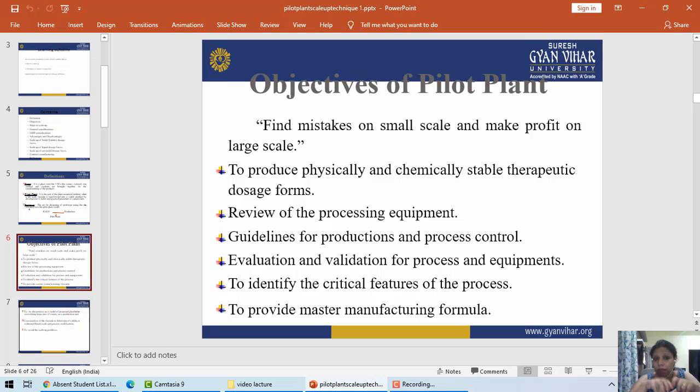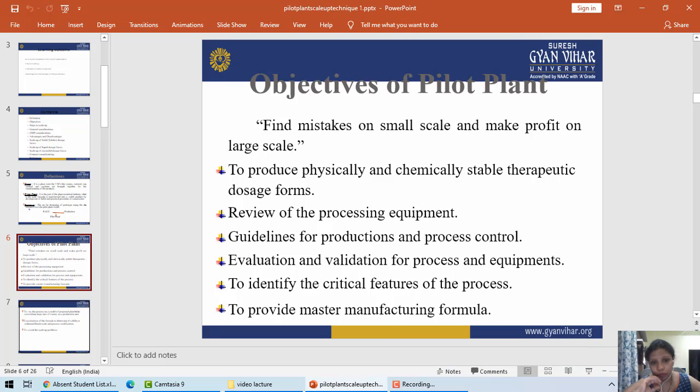In the pilot plant, first in the laboratory scale we prepare just 100 tablets, and then on a small scale we prepare just 10,000 or 20,000 tablets. So if there is some variation, we only have to destroy or redesign these 20,000 tablets, not the 10 lakh tablets. Basically, in simple words, find mistakes on the small scale and make profit on the large scale is the main objective of the pilot plant study.